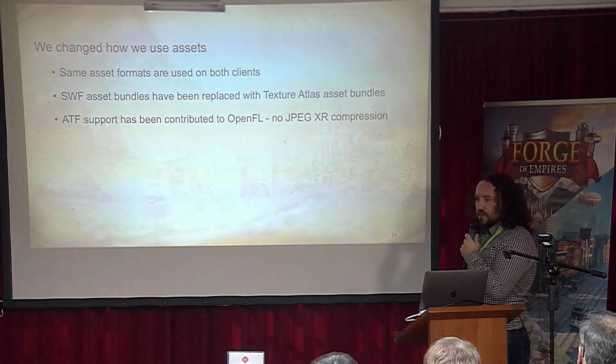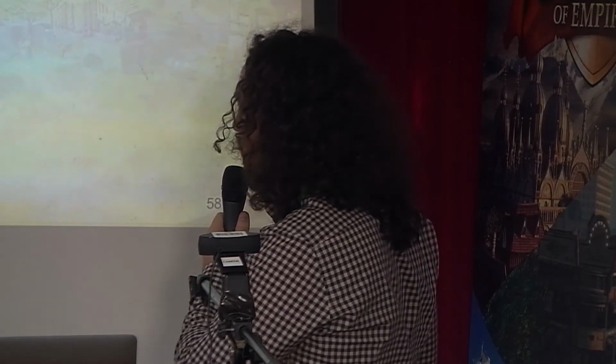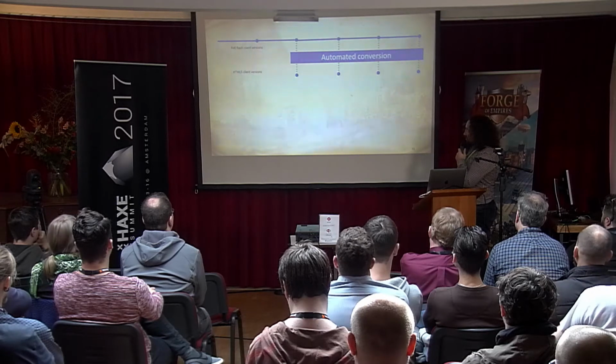Yeah, we contributed ATF support to OpenFL, without internal JPEG XR compression, because it was difficult to implement. But we add additional external gzip compression to our assets, so we load them as jzips and then decompress them and use them in both clients the same. And this is our current workflow.